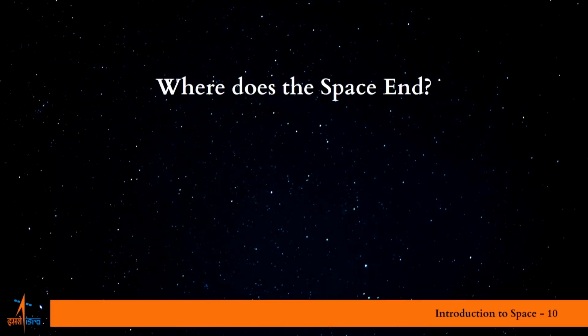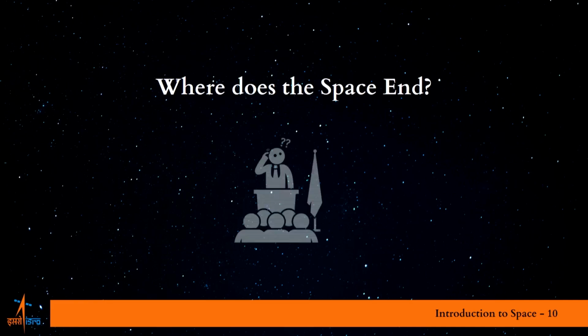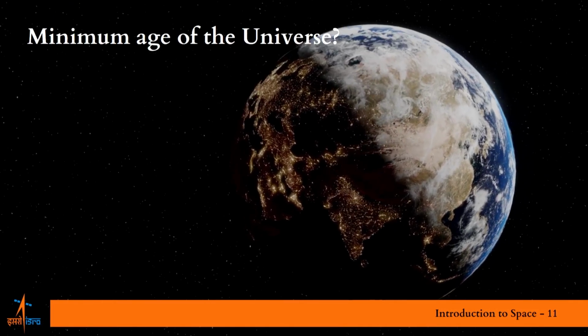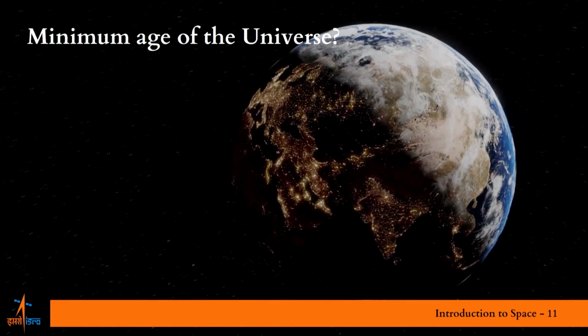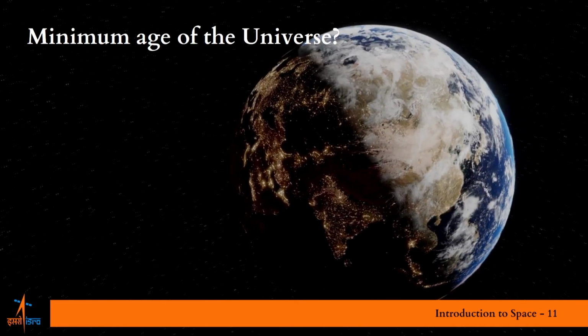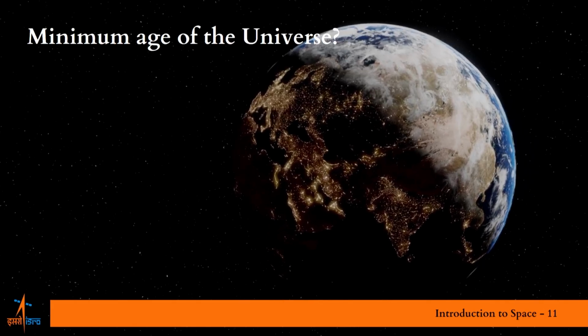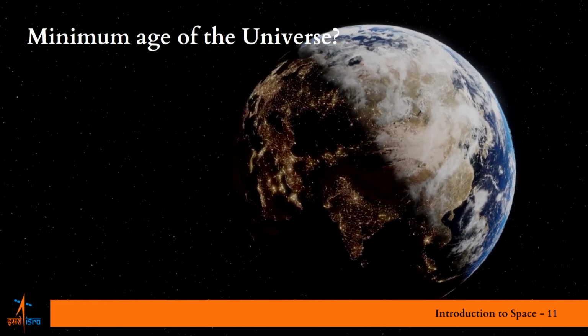To answer the question of how old this universe is, can anyone tell what could be the oldest object we can find on Earth? It could be some rocks and minerals, as they would be formed during the formation of our Earth, and hence we can roughly estimate the age of the Earth, which will be the lowest age of the universe.